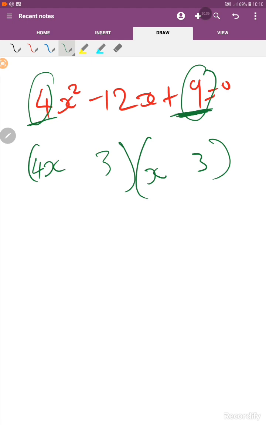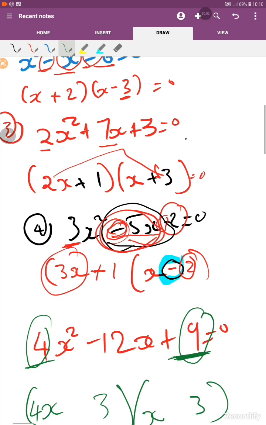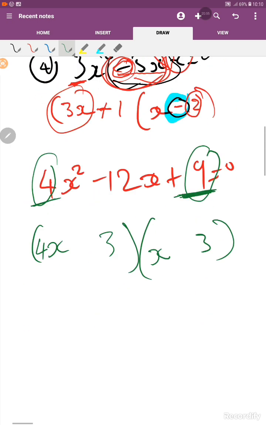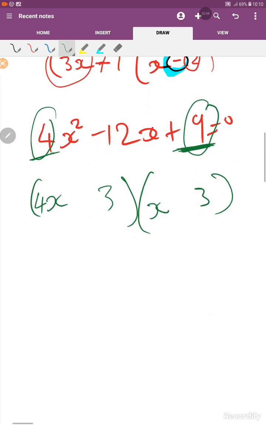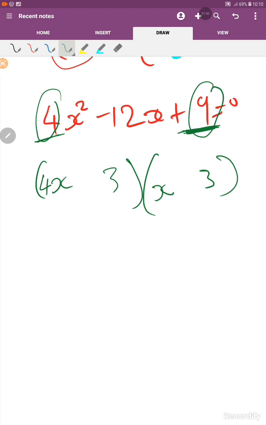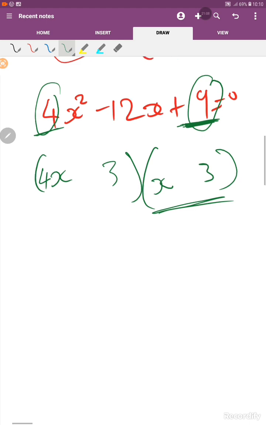Then you're going to check now. Let's now check the sign. As I was explaining before, you check in the middle. In the middle, we have negative, right? Since we have negative in the middle, you must check the bracket that has the highest value. So on this guy here, we have 4x and we have 3, right? Then we have other x and we have 3.